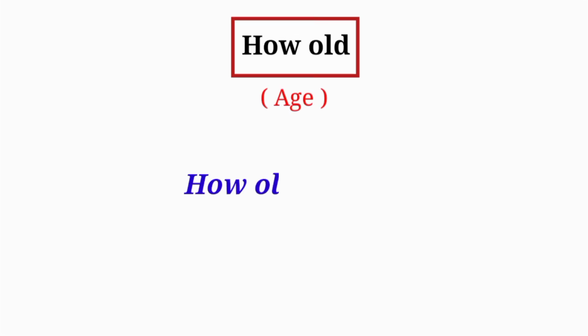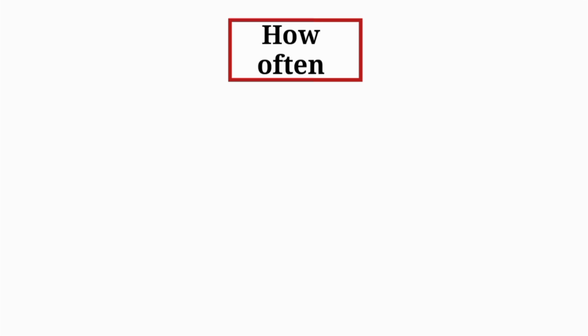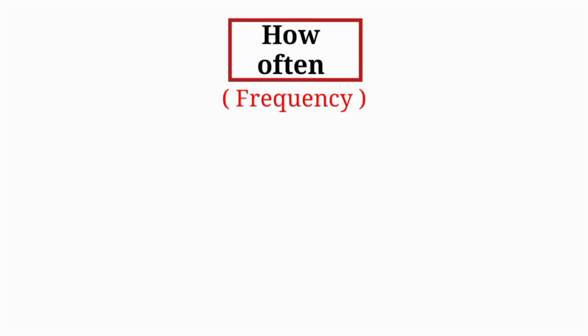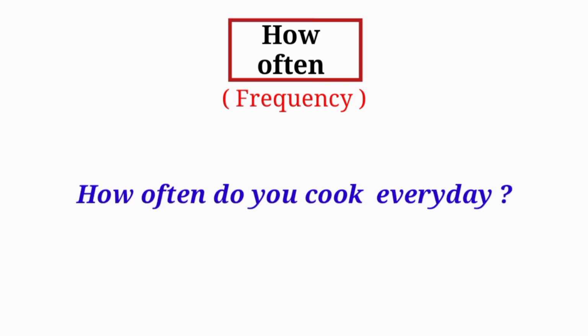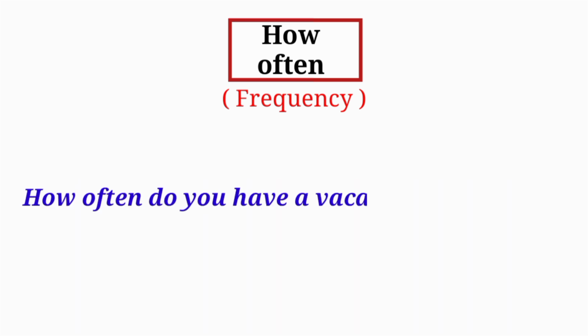How old? Age. How old is he? How old is your sister? How often? Frequency. How often do you practice every day? How often do you cook every day? How often do you go to the restaurant every week? How often do you have a vacation every year?